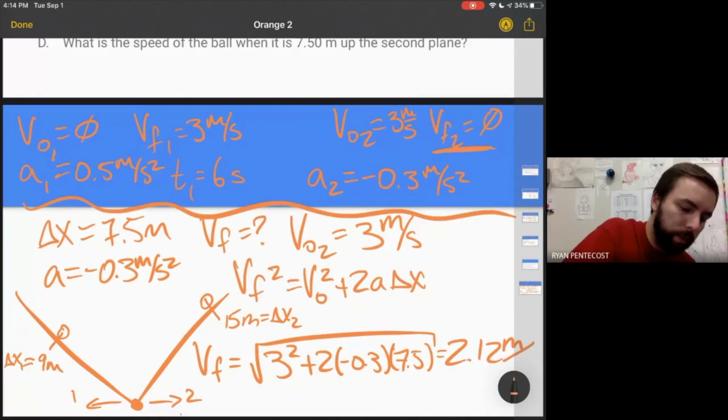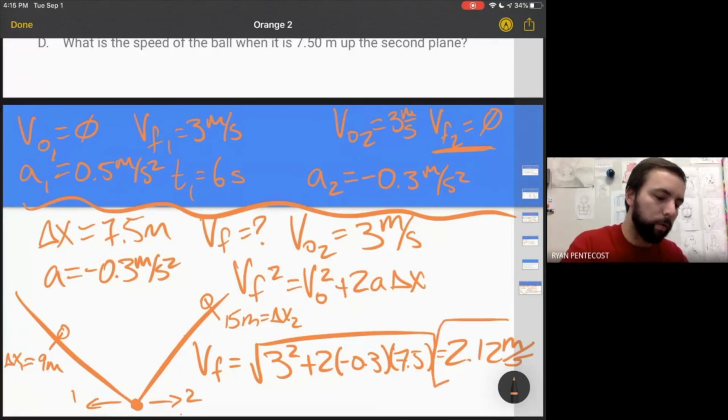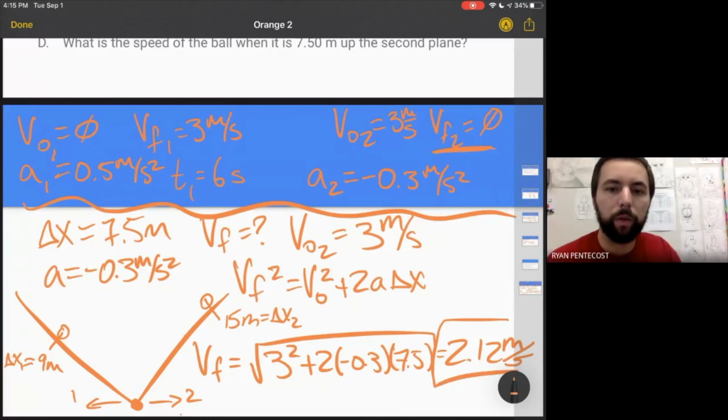Uh-oh, that little gray bar there is getting in my way. There we go. So 2.12 meters per second is the speed of the ball when it is 7.5 meters up the second plane.